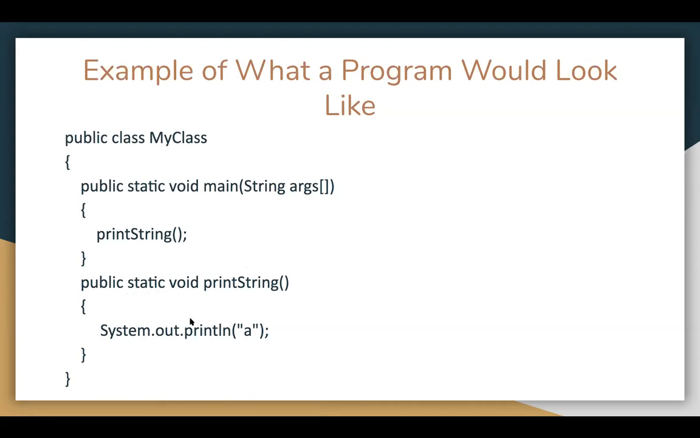You can see here how if I have a method printString, and I want it to print A, and then I put printString, parentheses, semicolon inside the main method here, it would print out A because it runs this method.